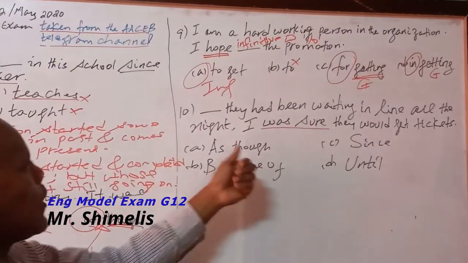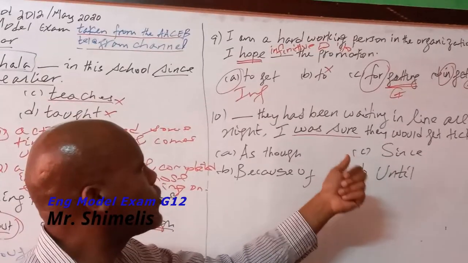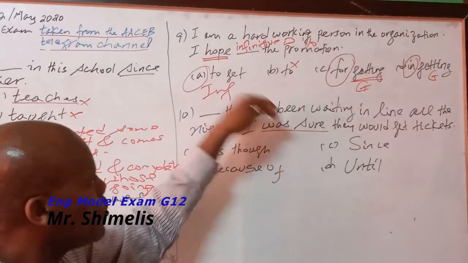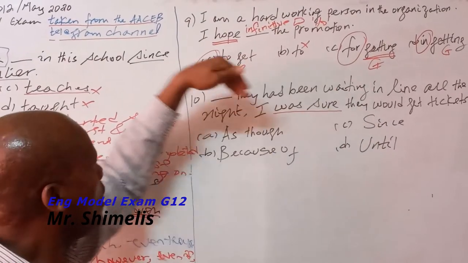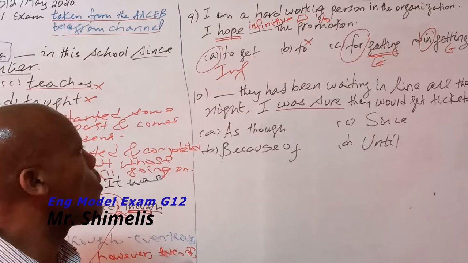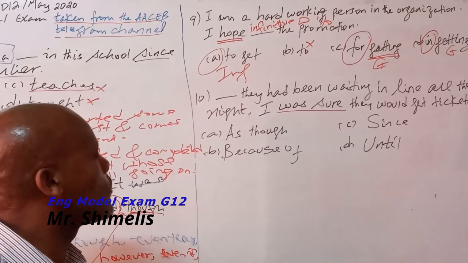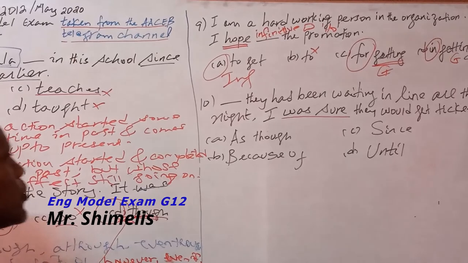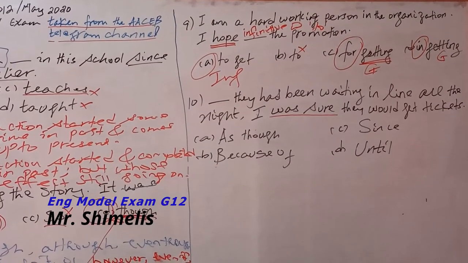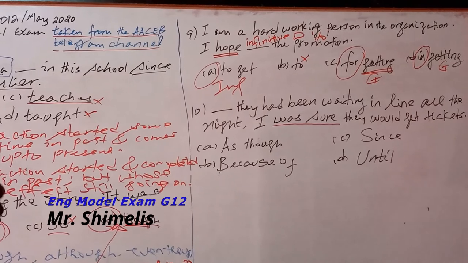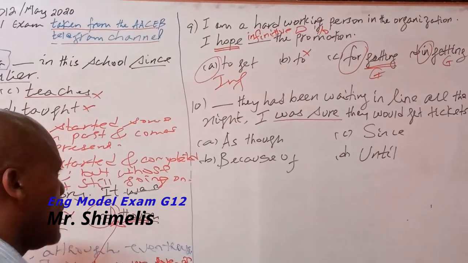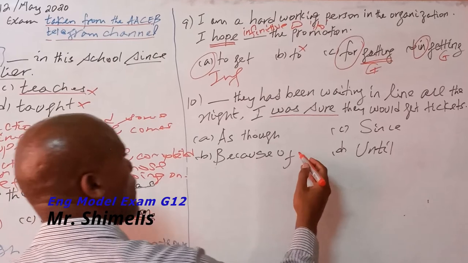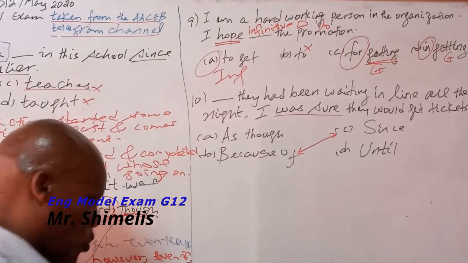To see, let's see, the main clause reads out, I was sure they would get tickets. Why was I sure that they would get tickets? It's because they had been waiting in line all the night. Either it is a reason or it is a result. So here, as you can see, it's a reason. In this case, we have two answer choices that show reason. Answer choice B and answer choice C show reason.